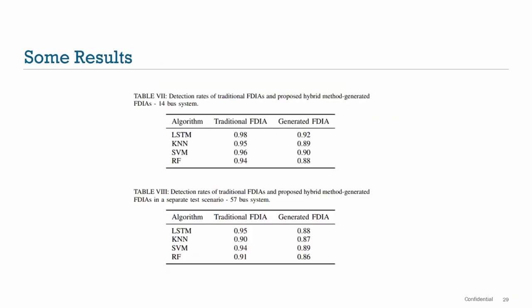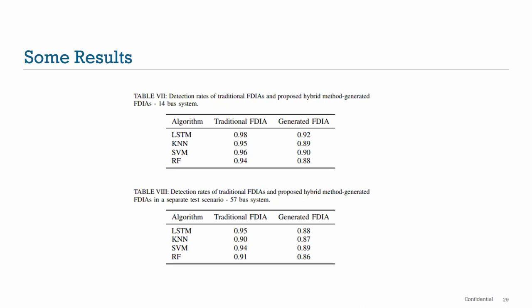For this, because it's also a submitted paper to IEEE Transactions on Industrial Applications, I can't discuss the details. What's the result? We have proposed a new method to generate complex false data injection attacks, and I just present some results here. This is traditional FDIA for the 14-bus system. The detection rate of LSTM is 98% for traditional FDIA. Our proposed method is 92. It shows that our proposed method is able to evade the detection system.